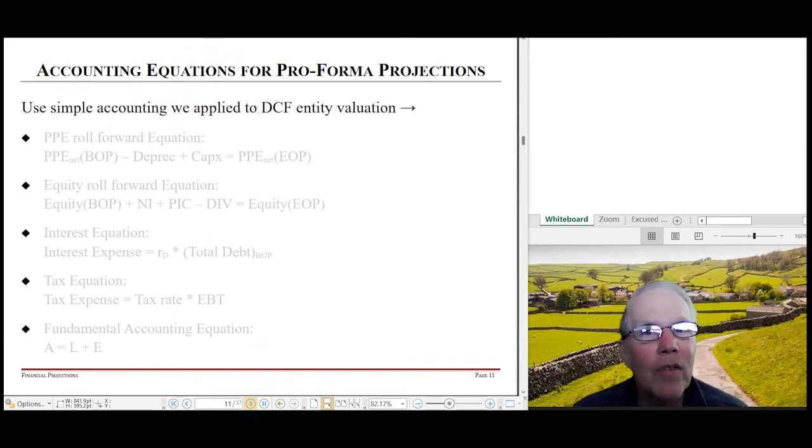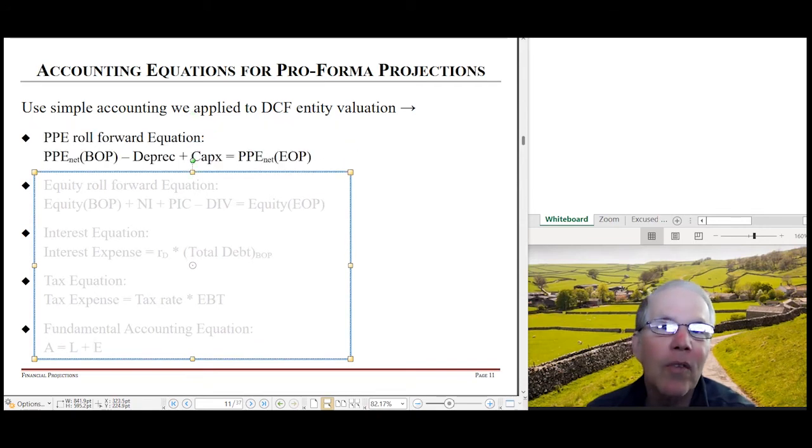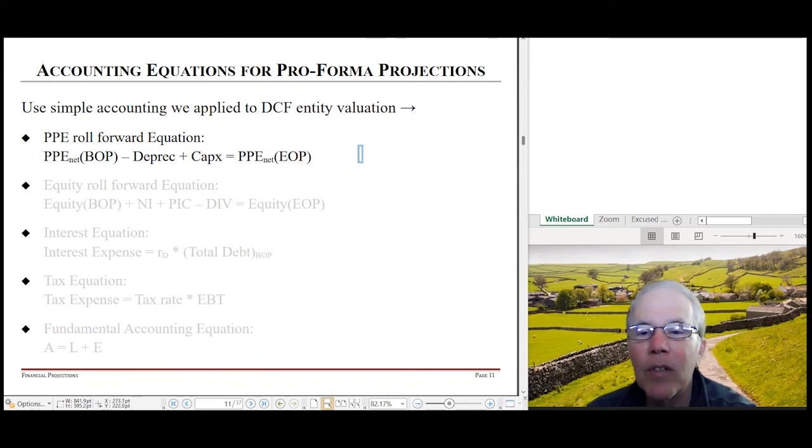So remember, we said that how we're going to project is, first, we're going to ask, is there a directive from the board or the CFO? If yes, then that account goes as per the directive. Second, we're going to say, is there an available accounting equation to help us project this account? So here's a list of the accounting equations that we'll use to help us project accounts. And all of these assume our simple entity valuation that we used in our discount and cash flow entity valuation chapters. So the first equation we've got here is what's called a PPE roll forward equation.